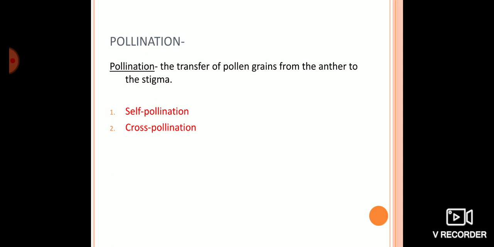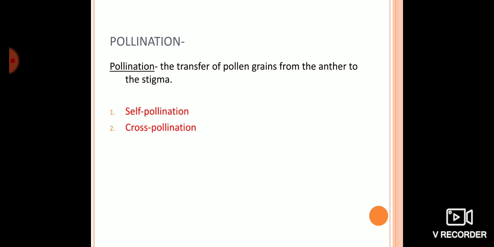Pollination is often facilitated by agents such as insects, birds, wind, and water. Insects can carry the pollen grains from one flower to another flower, or to another flower of the same plant. Birds also carry the pollen grains, wind also carries the pollen grains, and water also. So these are the agents responsible for pollination.